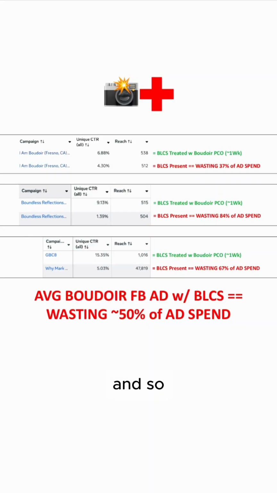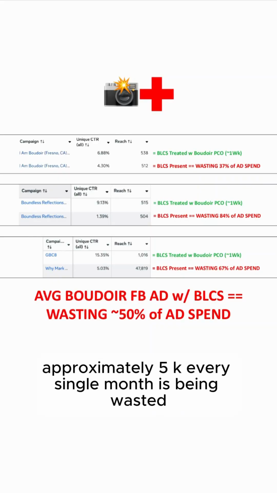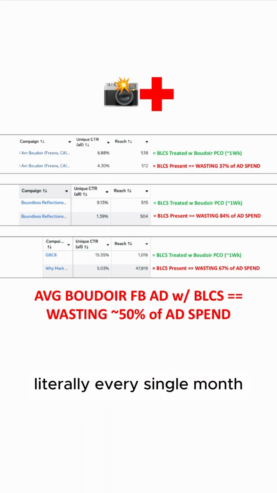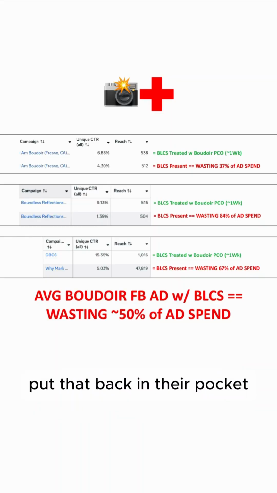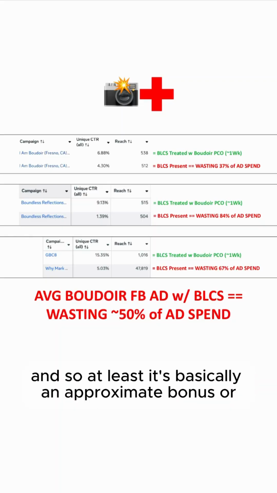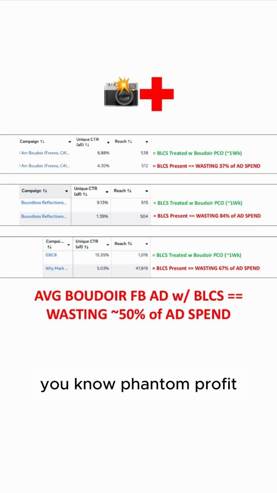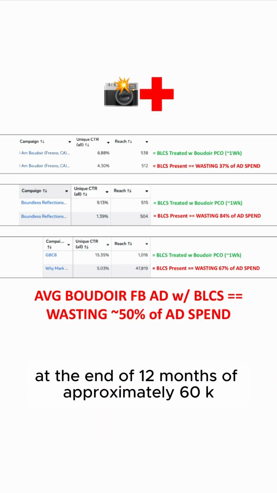And so if they're spending 10 grand a month on Boudoir Facebook ads, approximately 5K every single month is being wasted, literally every single month. So if we can eliminate that and put that back in their pocket, it's basically an approximate bonus, or phantom profit, at the end of 12 months of approximately 60K.